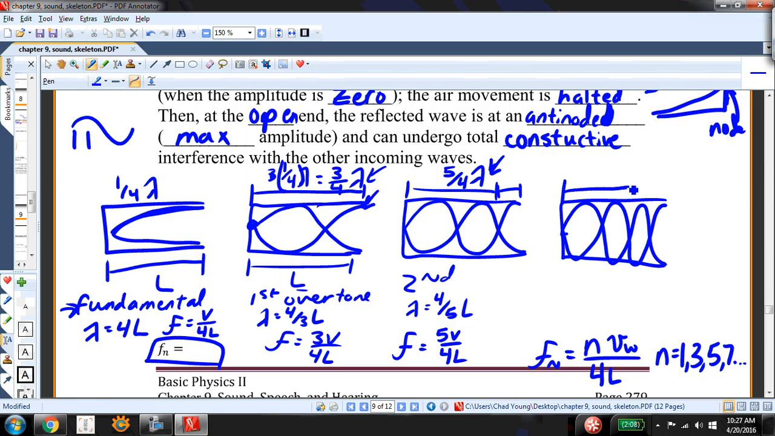Notice here I have one wavelength and then I have another 3/4 wavelengths. So that's going to be 7/4 wavelengths. And then my wavelength will be 4/7 L, and my frequency is 7V over 4L. Okay, so those are our overtones.